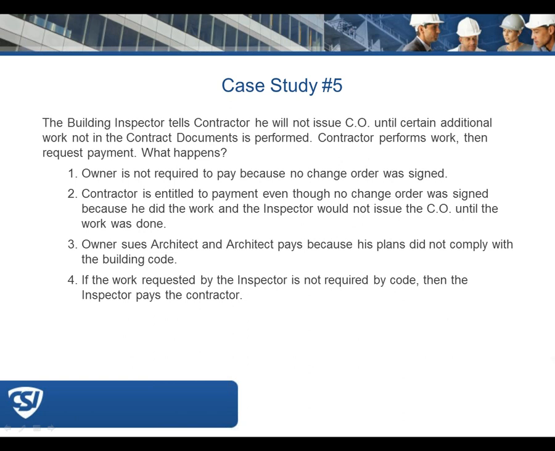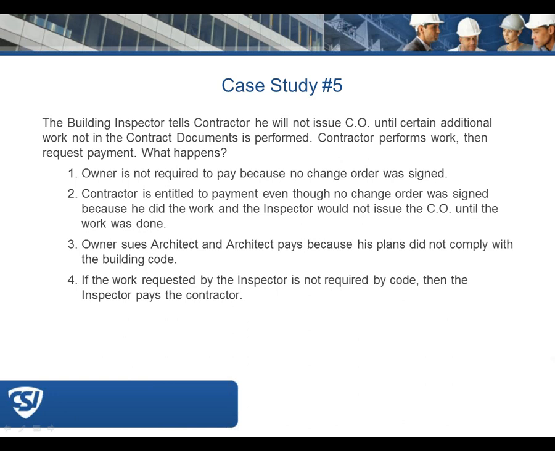Okay, case study number 5. The building inspector tells the contractor he is not going to issue a certificate of occupancy until certain additional work that was not in the contract documents is performed. The contractor performs the work and requests payment. What happens? And it's in that order. The contractor does the work, there was not a change order issued, and then the contractor is asking for a payment or submits a change order request.